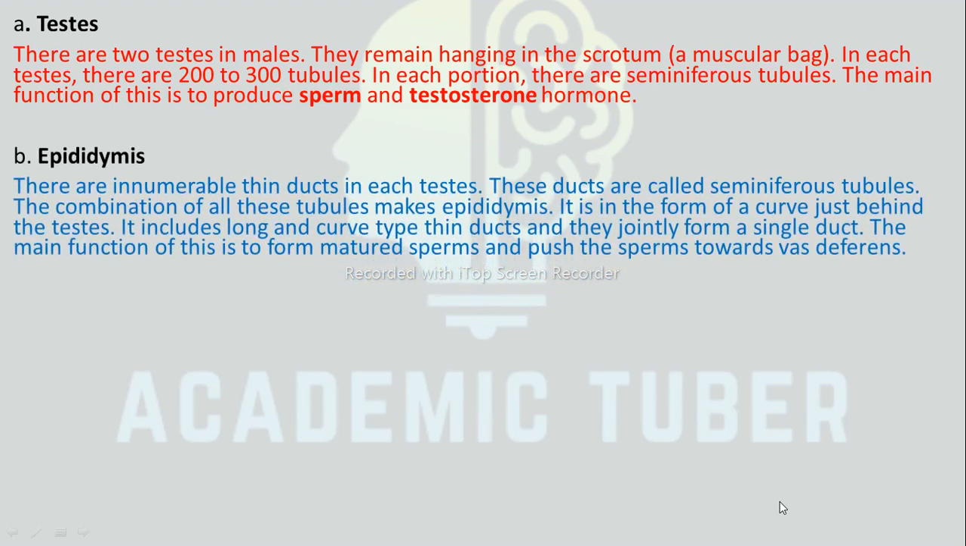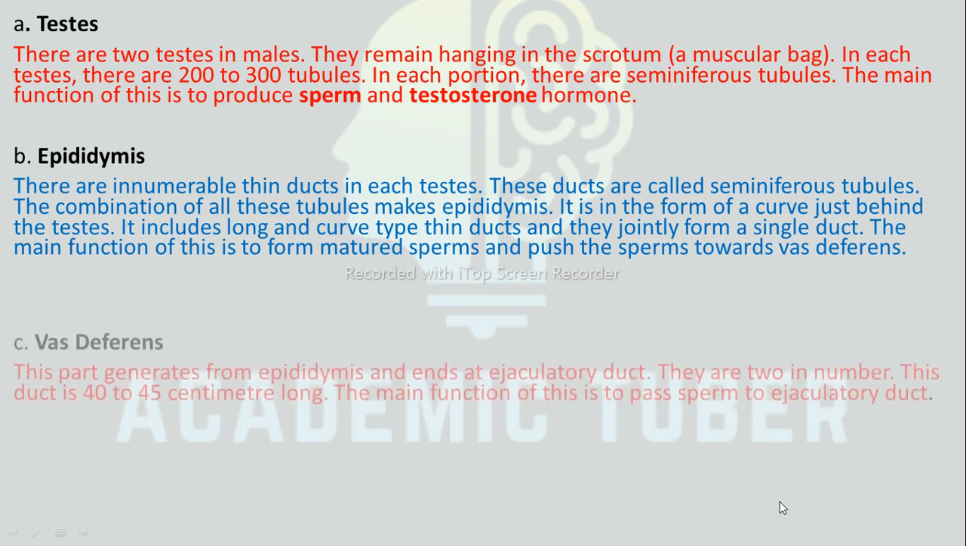Epididymis. There are innumerable thin ducts in each testis. These ducts are called seminiferous tubules. The combination of all these tubules makes the epididymis. It is in the form of a curve just behind the testis. It includes long and curved thin ducts and they jointly form a single duct. The main function of this is to form mature sperms and push the sperms towards the vasa deferens.